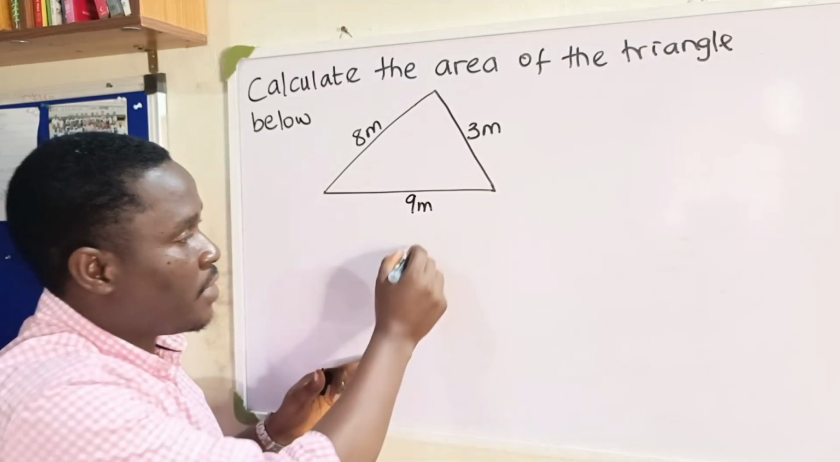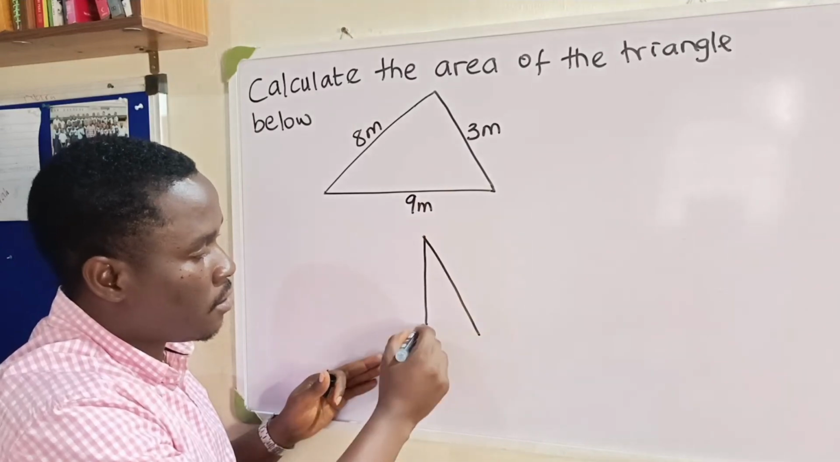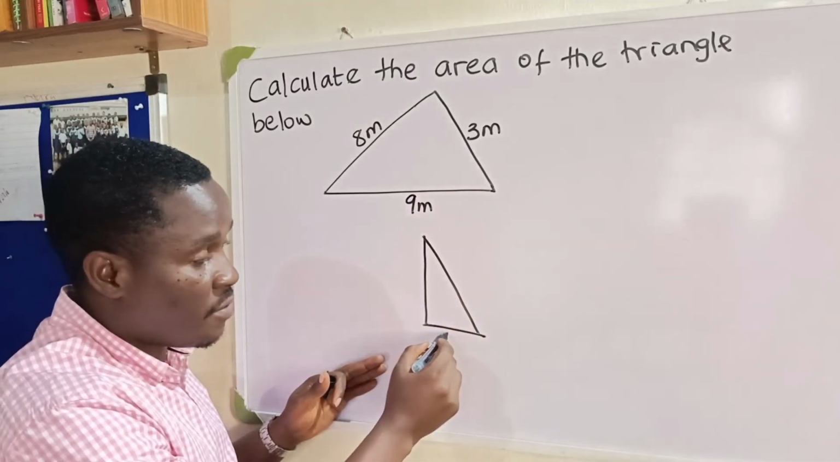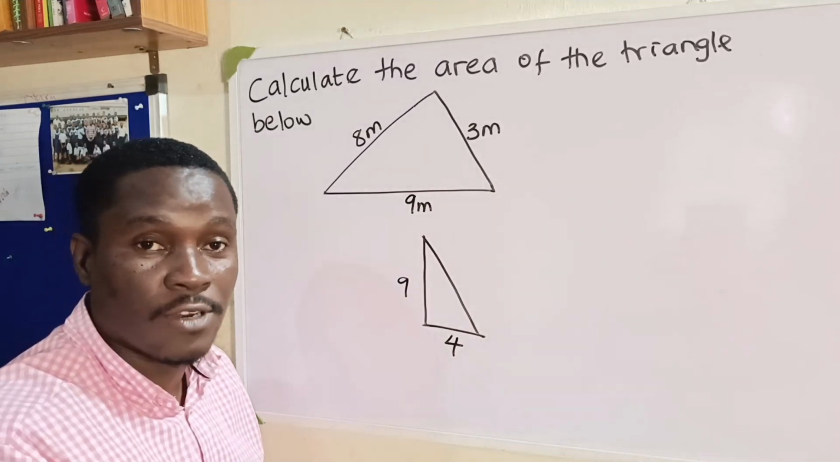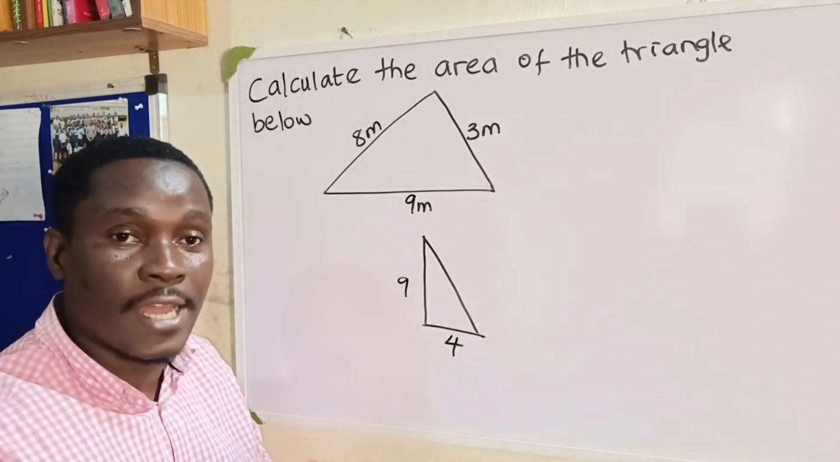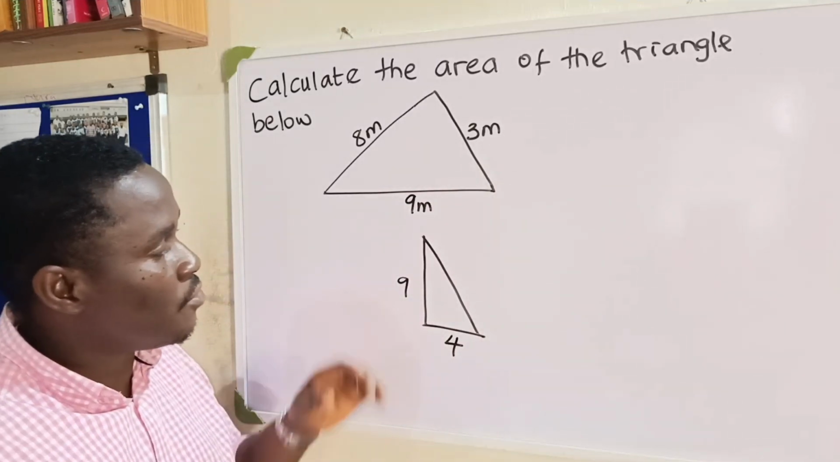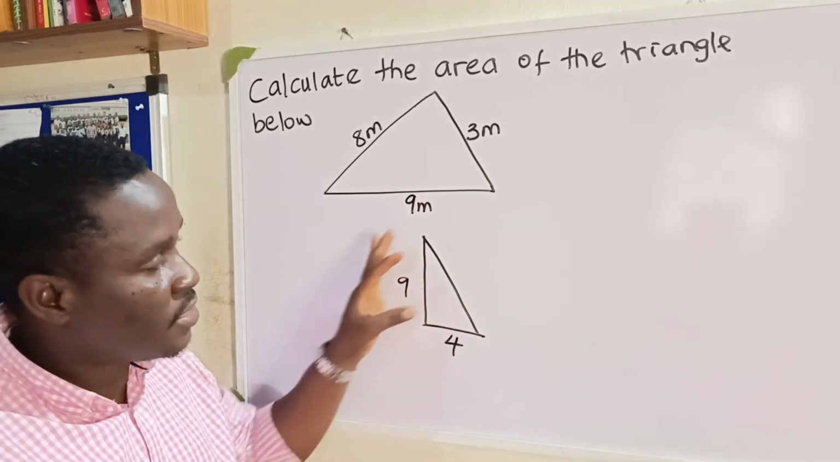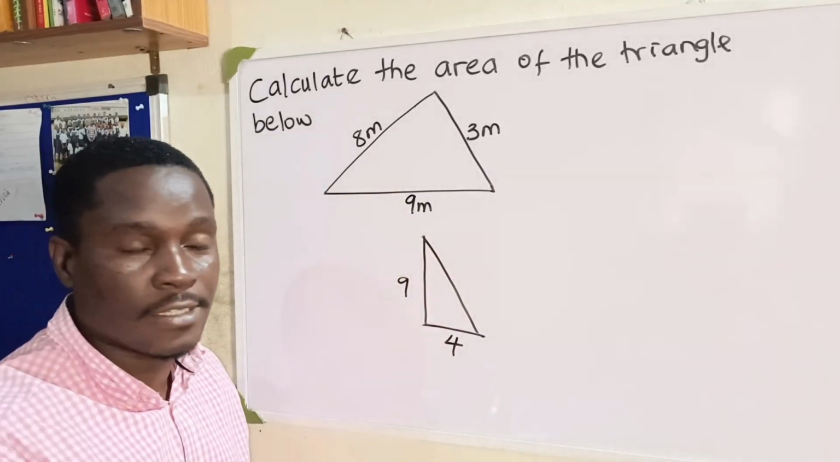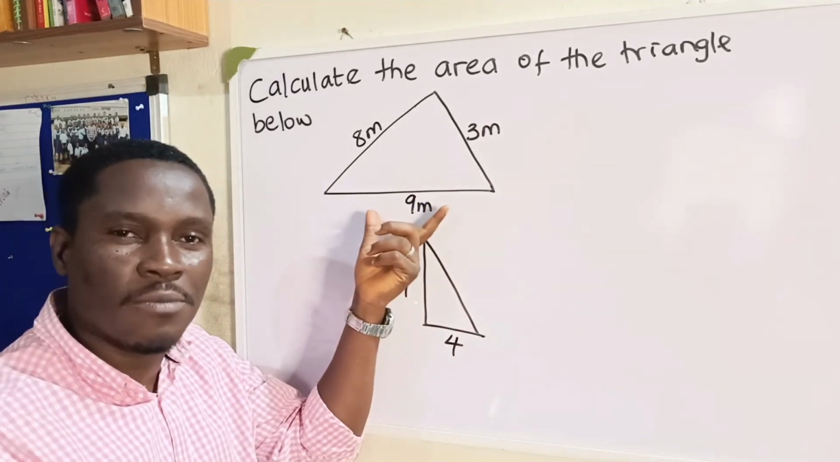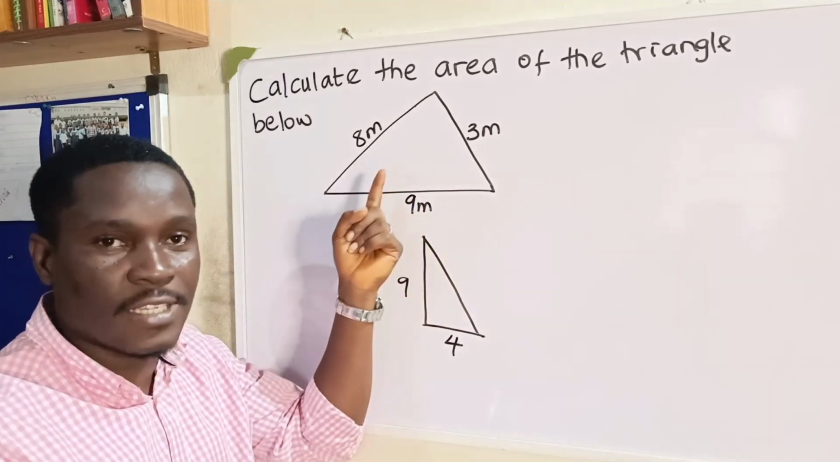For example, if we are given a question like this, and if we have the base to be 4 and the height to be 9, it's very easy to calculate the area using half base times height. But you can see a very clear difference between this question and this question. Here we are not given the height. We could assume this to be the base, but we are not given any vertical height.